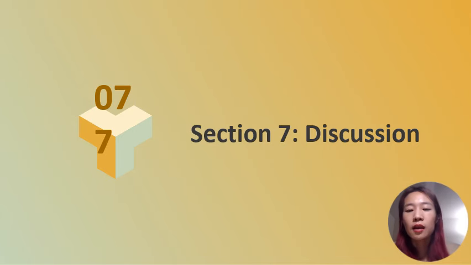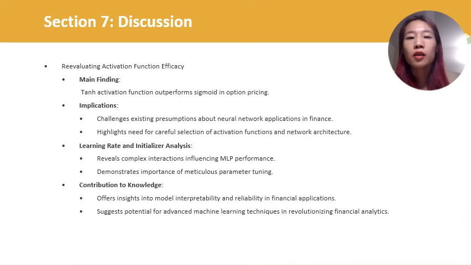The seventh section is discussion. Let's move on to discussing the key findings and their implications. One of our main discoveries was the superior performance of the Tanh function in option pricing models compared to the sigmoid function. This finding challenges existing presumptions about neural network application in finance, particularly in the context of option pricing. It highlights the critical need for careful selection of activation function and network architecture to optimize model performance.